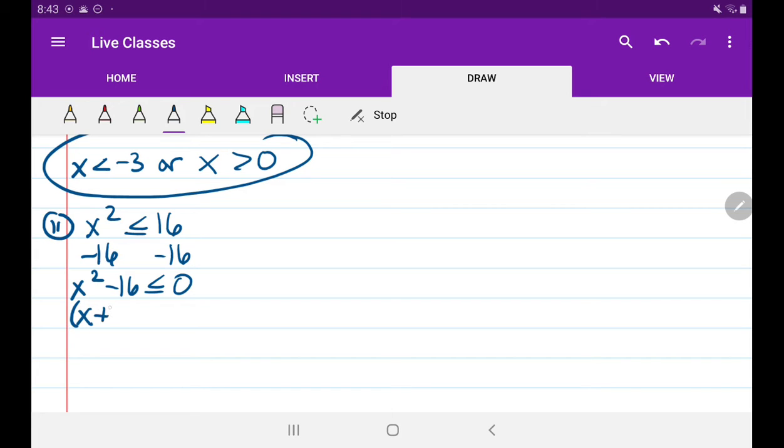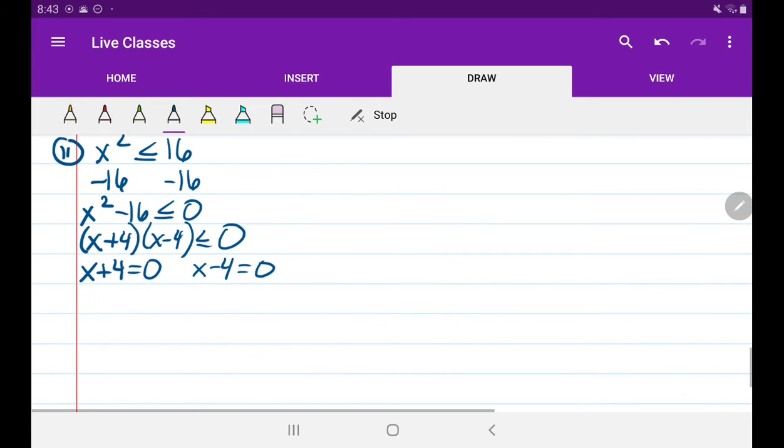So now this is starting to look more like the other problems that we've worked with. So then we'll go ahead and factor that. That's the difference of two perfect squares. So x plus 4 times x minus 4. And then we'll split those up. So we'll have x plus 4 is 0, x minus 4 is 0. And we'll solve each one of those. So x is negative 4.